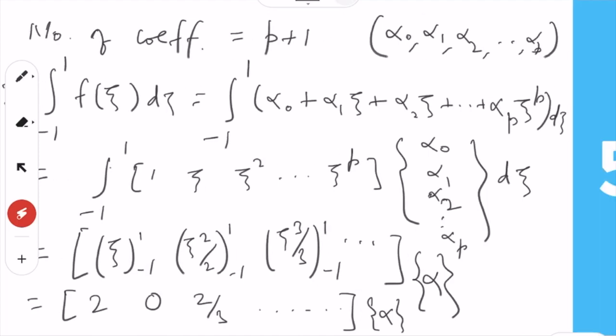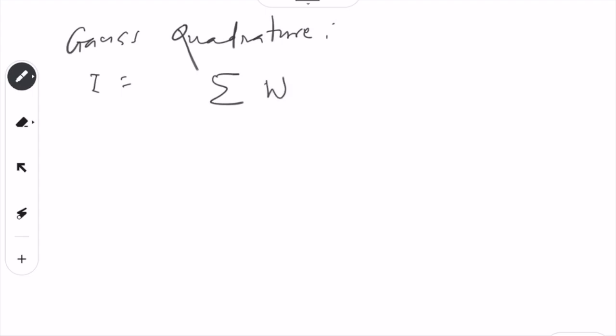Now the Gauss quadrature. It gives a formula, basically, and it tells that I can be written as the summation of wi times f(xi_i), where i equals 1 to the number of points. Okay, so what is the meaning of that? The meaning of this is like this.